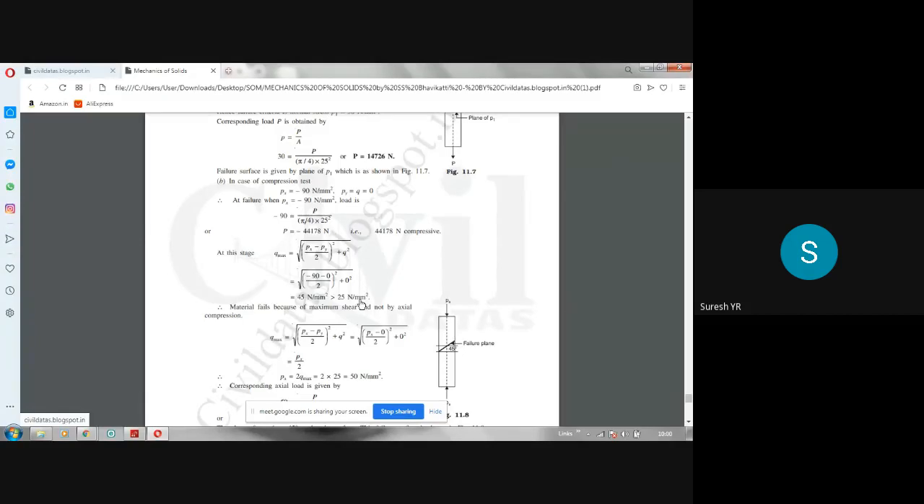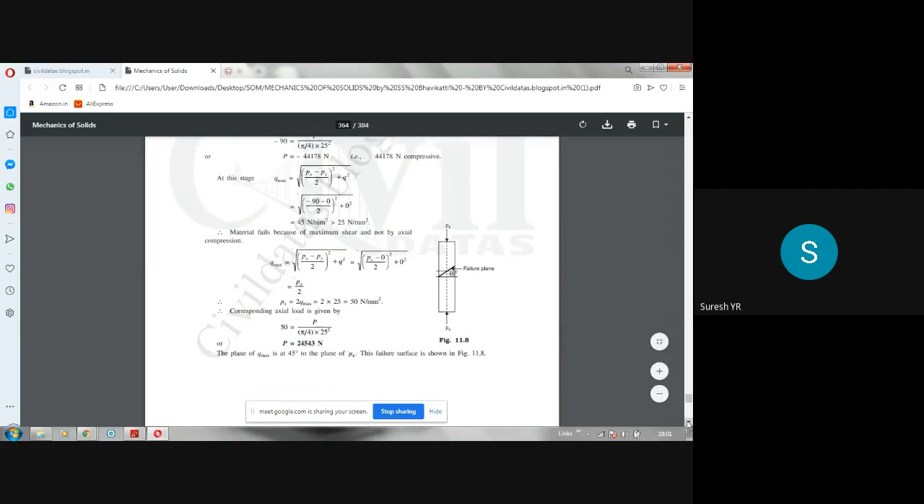So what we have done is, assuming the value of Px as minus 90, Py as 0 and Q as 0, by calculating Qmax, we got 45 Newton per mm square, which is greater than the shear strength. When it is greater than the shear strength, then stress is greater than strength. So when stress is greater than strength, it will fail. So that is why, look, what does he say? The material fails because of maximum shear and not by axial compression. So then what we have to do is, let us calculate the load the reverse way.